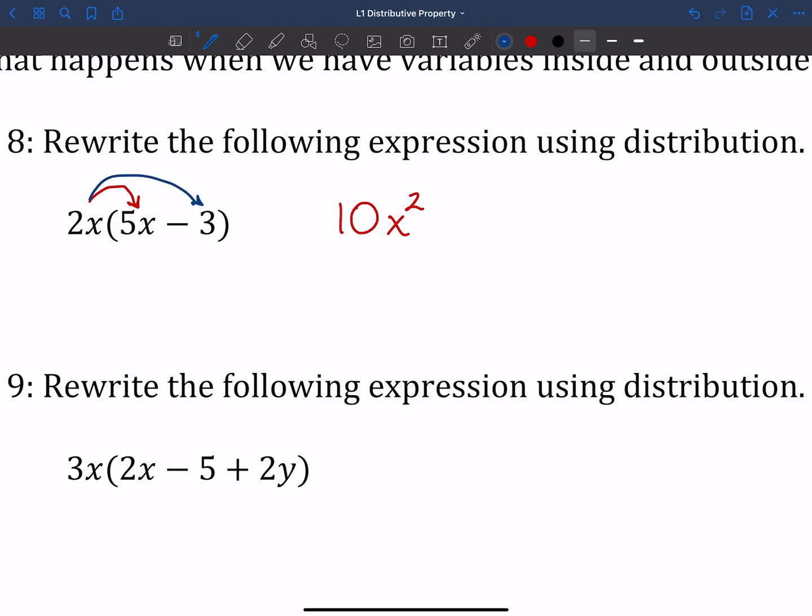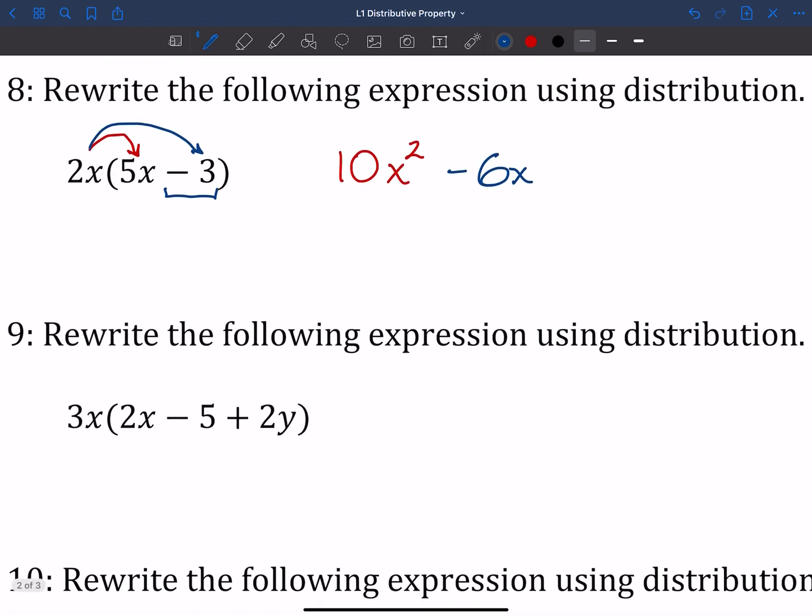Okay, so that's what we're going to get out of 2x when we multiply it into that 5x. And then we've got to do it with this other chunk, times this negative 3. So the 2 and the negative 3 can multiply to give me negative 6. The x doesn't have anything to multiply with, so it just comes along and stays the same. Cool, we're done with that one. That's really all that's going on there. All right, let's try another one out together.